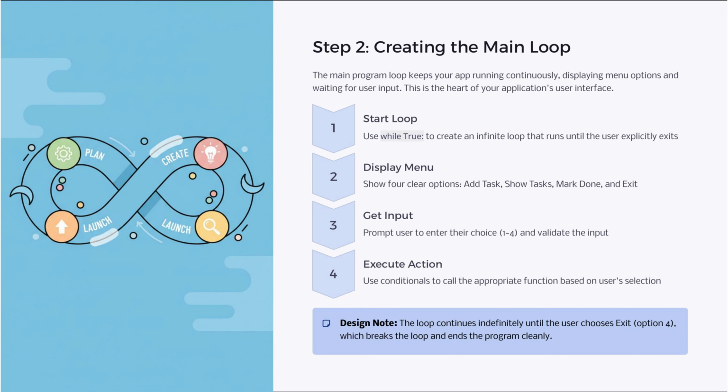The main loop is crucial for user interaction, using while True to run continuously. Display menu options: add task, show tasks, mark done, and exit. Prompt for user input, validate it, and execute actions using conditionals. The loop only ends when the user selects exit, ensuring a seamless user experience.